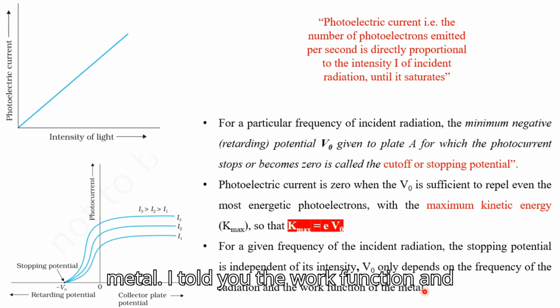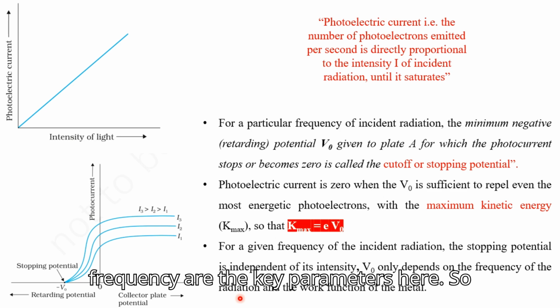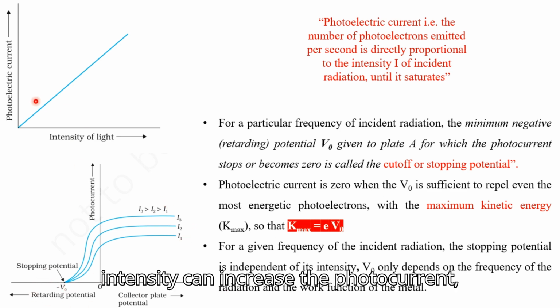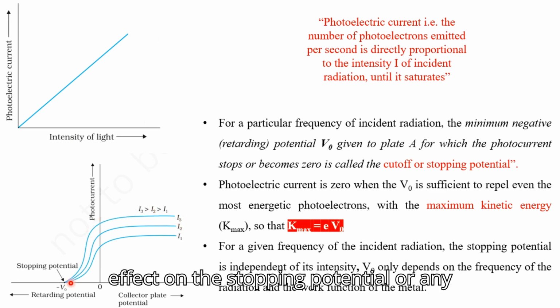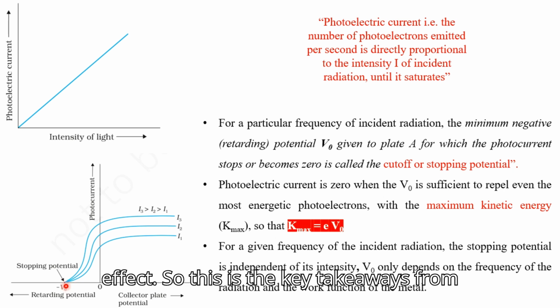and the work function of the metal. I told you the work function and frequency are the key parameters here. So intensity can increase the photocurrent, however it cannot have much effect on the stopping potential or any other parameters of the photoelectric effect. So these are the key takeaways from this slide.